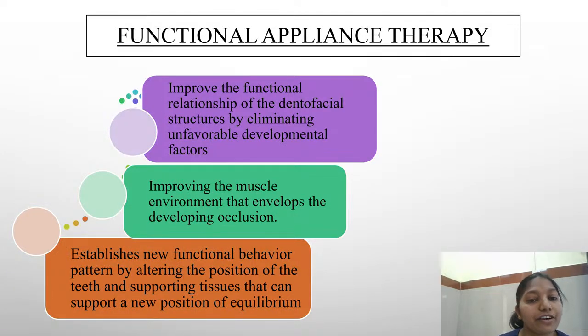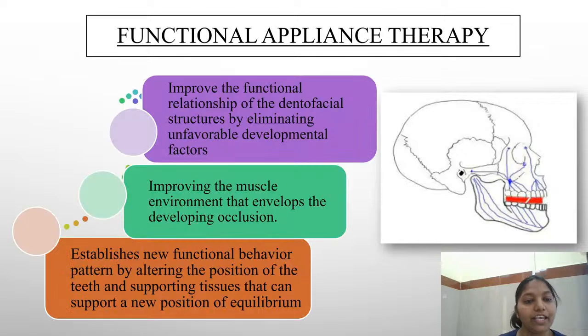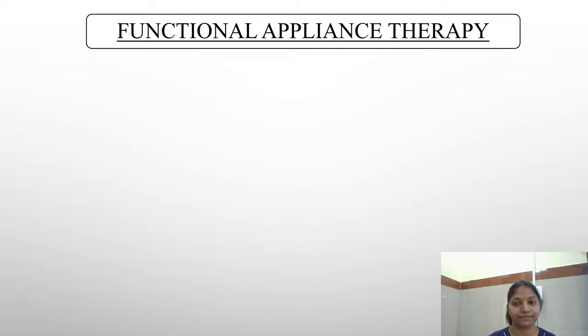So the aim of the functional appliance therapy is to improve the functional relationship of the dentofacial structure by eliminating these unfavorable factors, and also to improve the muscle environment that envelops the developing occlusion. If we use the functional appliance therapy, it establishes a new functional behavior pattern by altering the position of the teeth and the supporting structures.